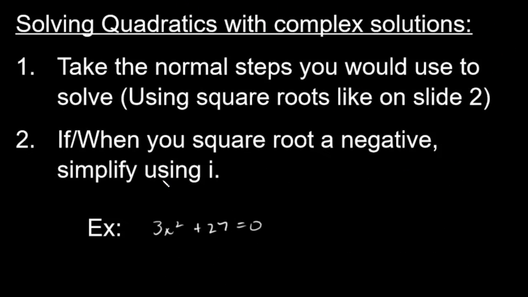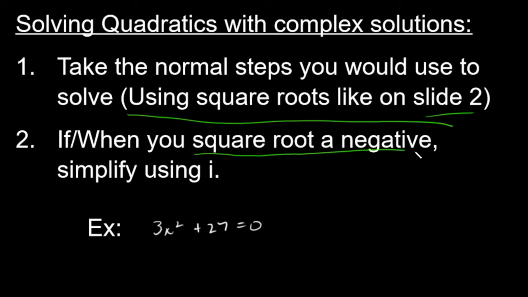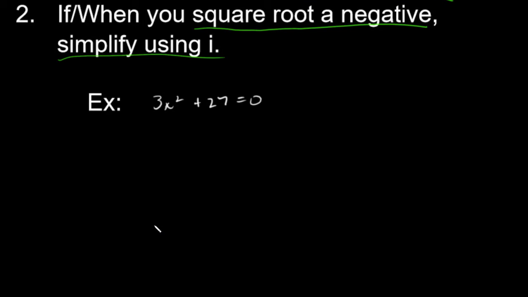So now we're going to get into what's going on in this lesson. So solving quadratics with complex solutions. So take the normal steps you would to solve using square roots like on slide 2. So you don't have slides, but like above, right? So if/when you square root a negative, simplify using i, right? So the idea here is you want to do exactly the same thing we've been doing, except sometimes you might run into square rooting a negative, and then you just use i.